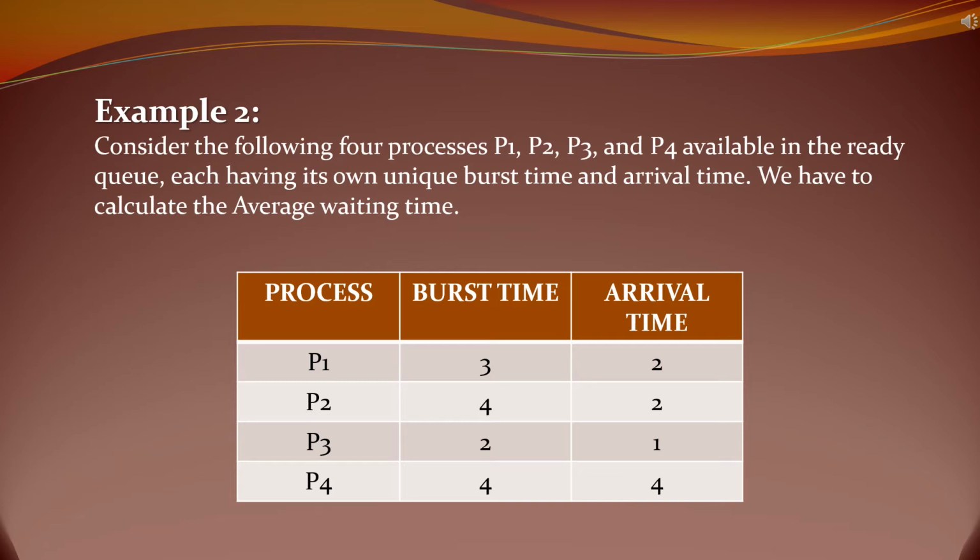And arrival time. For arrival time, P1 is 2, for P2 the arrival time is 2, for P3 it is 1 and for P4 it is 4. We have to calculate the average waiting time.